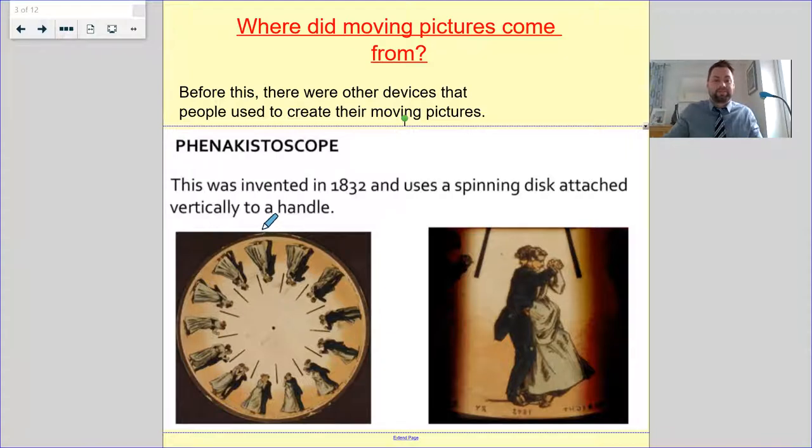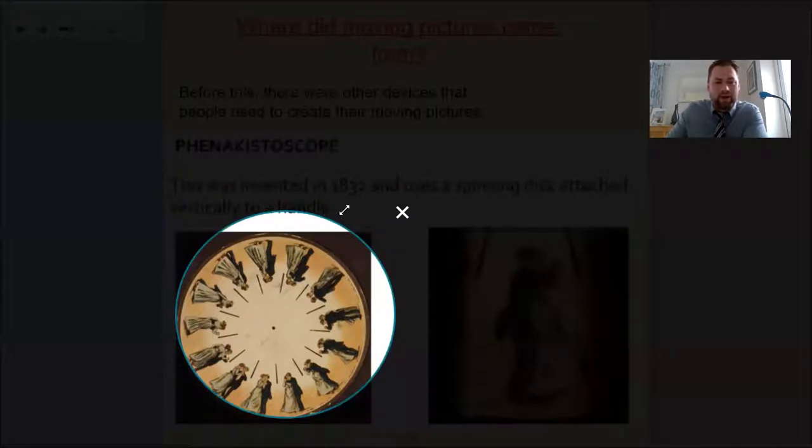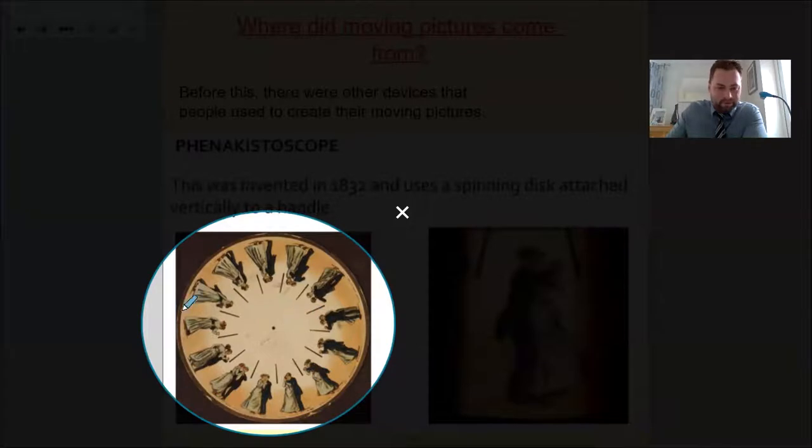We can have a look in this picture here. Okay. And we can see our pictures of dancers. And you can see here that they are moving around, and they're still images. These images are not moving. These are pictures that have been drawn. And then in the middle here, you can see a little hole. In this hole would go a stick or a rod, which you would then be able to spin.